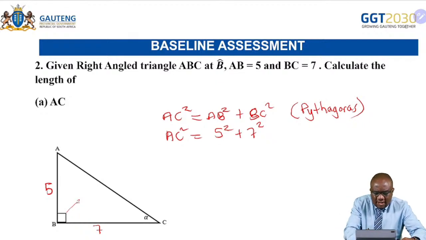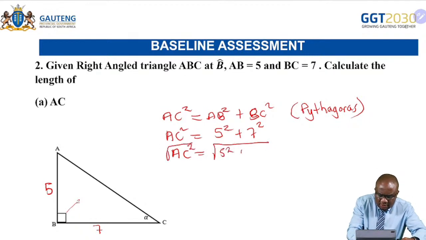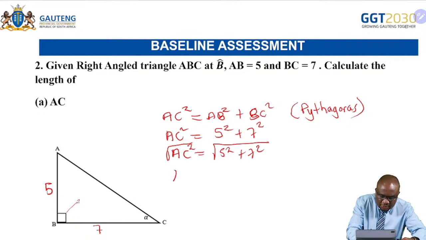If you want, you can find what this thing is. 5 squared plus 7 squared, that is 74, isn't it? But you can even say AC, I'm square rooting both sides here. Let me show you. I'm square rooting both sides like this. Do you see that? And then the square root and the square cancel each other out. We remain with AC is equal to square root of 74. So it means AC is square root of 74.